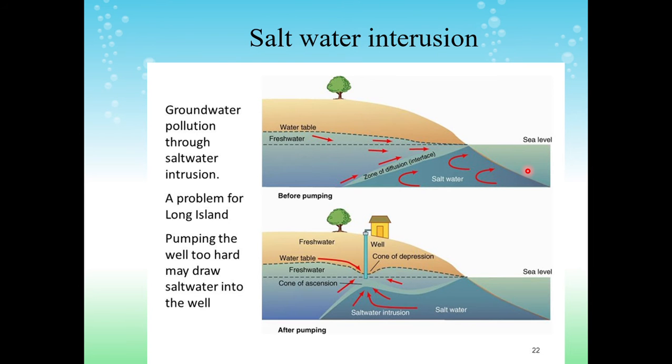The last thing I'd like for us to talk about is saltwater intrusion. Sorry about the typo there. It's supposed to be intrusion, not erosion. Saltwater intrusion. Here you have the ocean and land. When it rains, the water infiltrates, gets into the ground, and some of it flows into the ocean. Some of the ocean water also gets into the ground.